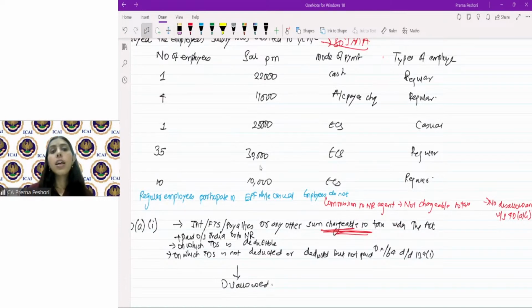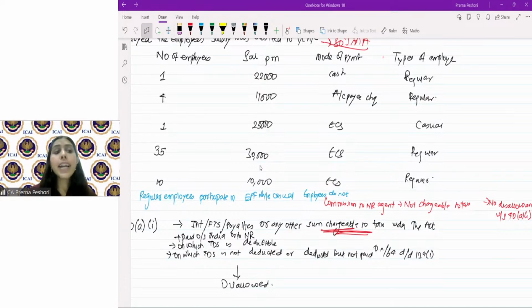80JJAA is the deduction in respect of 30% of the additional employee cost. If the company is hiring the employees, then 30% of the additional employee cost is given to the assessee as the deduction for 3 assessment years. For 3 assessment years, isn't it? Okay. Now, what is the additional employee cost? Additional employee cost means the total salary paid to the additional employees who are employed during the current year. Okay.